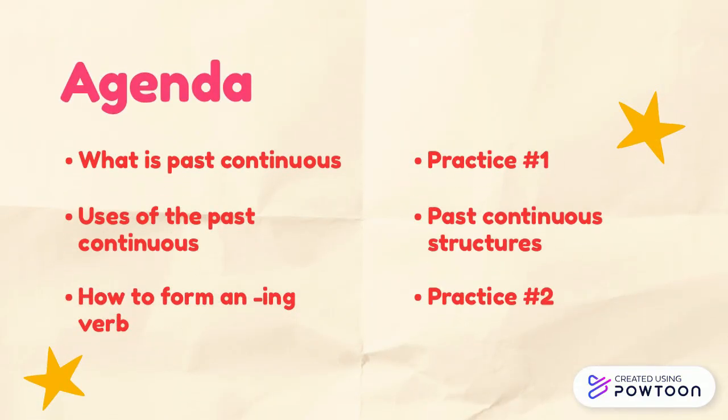For today's agenda we have: what is past continuous? Then the uses of the past continuous. How to form an ing verb? Then we have practice number 1, the past continuous structures, and finally practice number 2. Don't worry, I promise grammar isn't as scary as it looks. By the end of this lesson, you'll see the past continuous is actually one of the easiest and most useful tenses in English. So, let's get started.